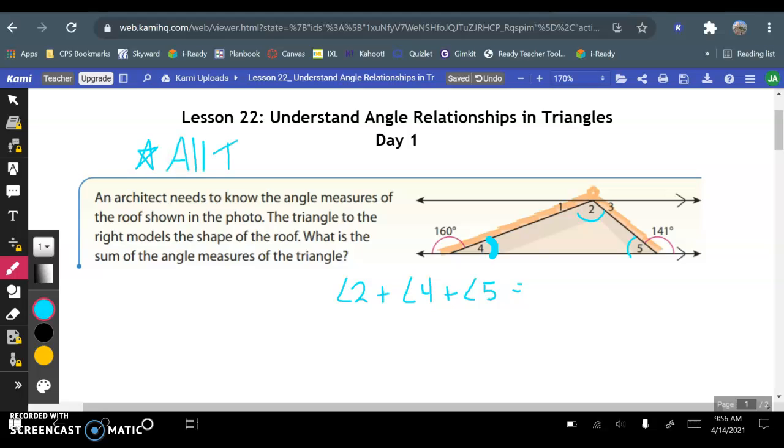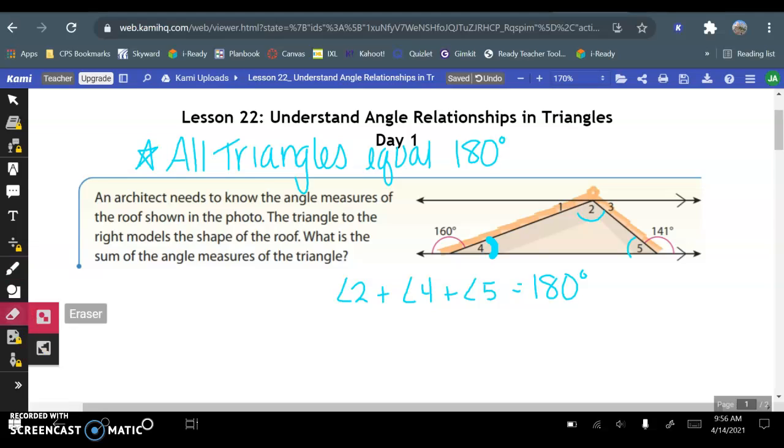All triangles equal 180 degrees. So if I added angles 2, 4, and 5 together, I am going to get 180 degrees. Now, knowing that, I can figure out what these angles are.